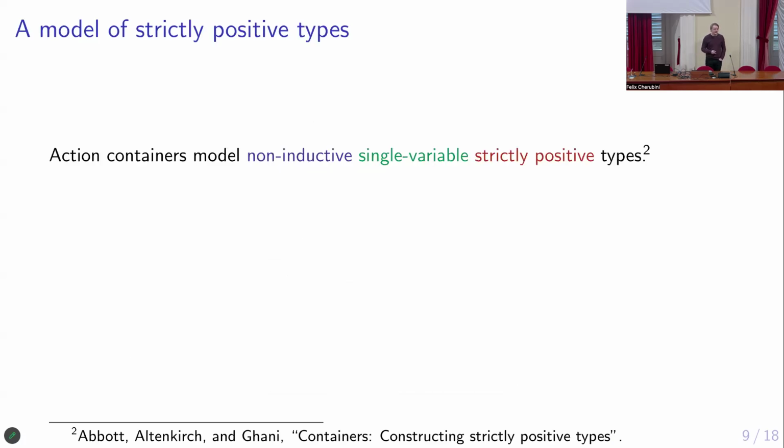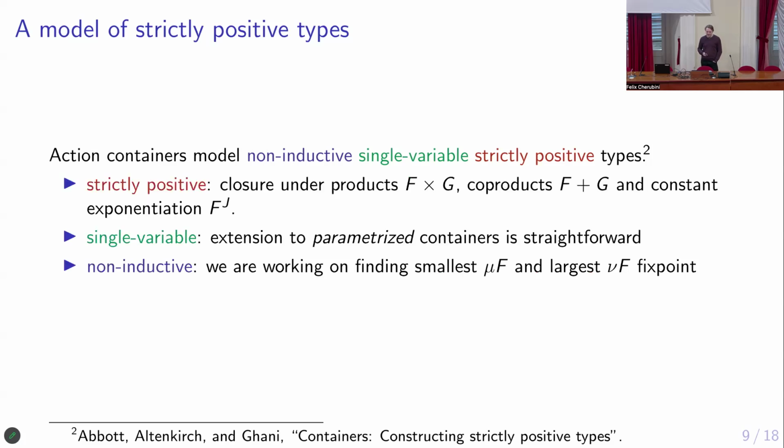And these are usually properties that people are interested in if they want to say that, oh yeah, our containers actually model somehow some set of inductive types. And what I would claim here is that these containers at least model non-inductive, single variable, strictly positive types. In what sense, right? Strictly positive in this sense means that they're at least closed under products, co-products, and these exponentiations by constants. That corresponds to your Haskell data types of, well, some types, product types, and maybe some indexing by functions.